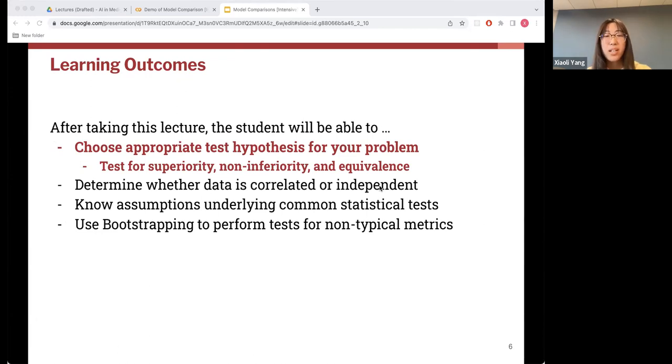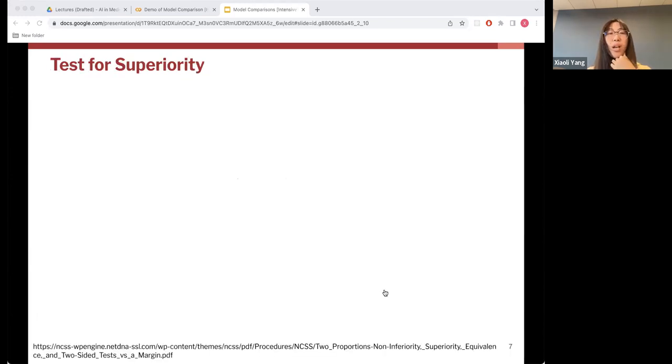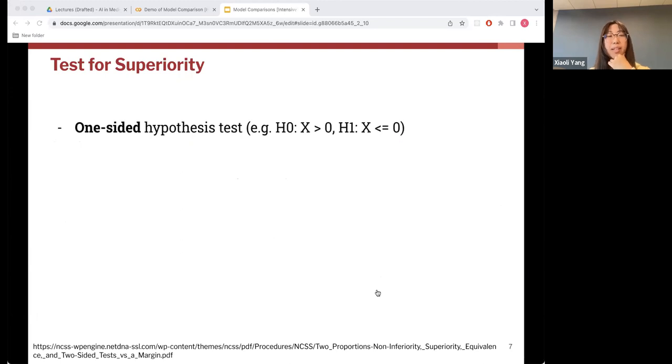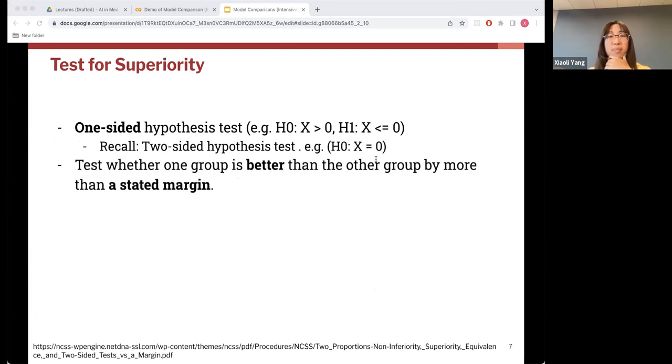And I will show this section by slightly modifying the 3 sample examples to show how the test purposes of our examples can affect the result you get. So first, test for superiority. This kind of test is a one-sided hypothesis test. And it aims to test whether one group is better than the other group by more than a stated margin. So there are 2 points I would like to make on this slide.